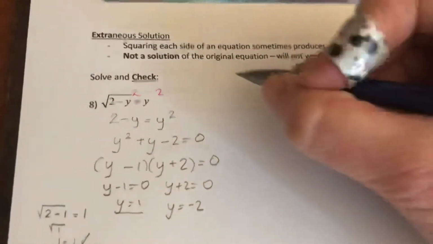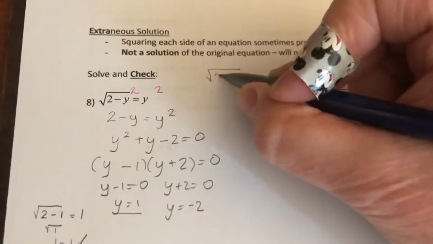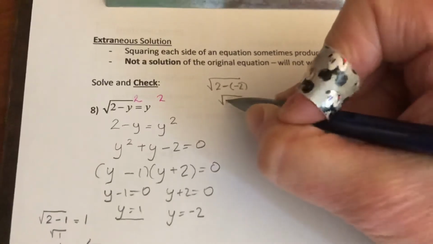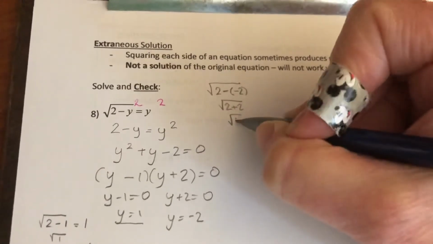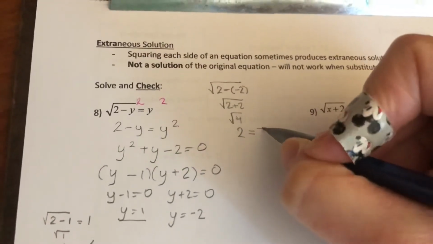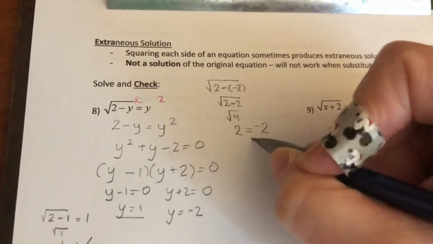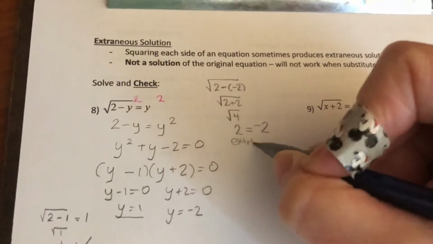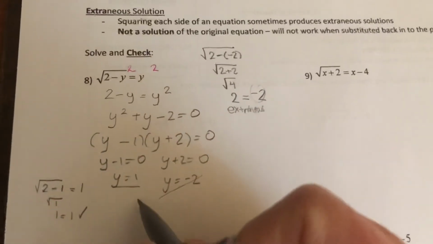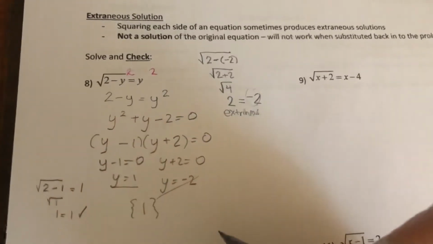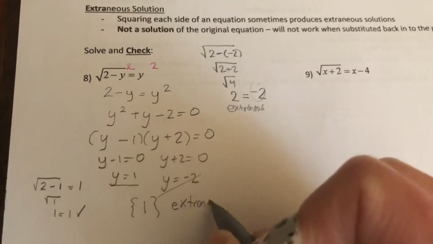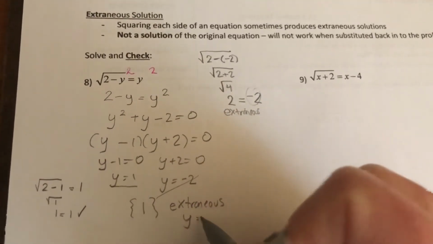Now I'll try that negative 2. So the square root of 2 minus, again, y is negative 2, so it becomes the square root of 2 plus 2, or the square root of 4. Square root of 4 is 2. And what should it equal? It should equal y. Y was negative 2. They're not equal, so that means this is extraneous. So this does not work. So the solution is 1, I'm putting that in set builder notation there, and the extraneous is y equals negative 2.